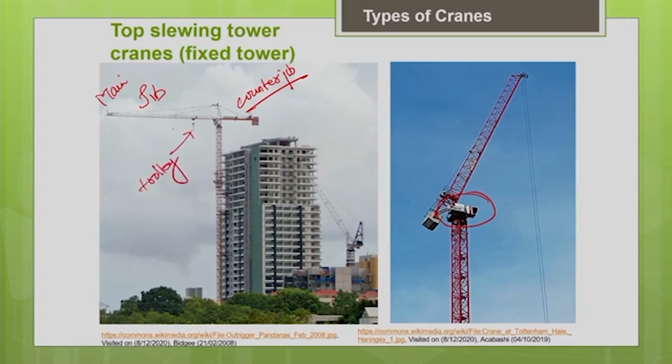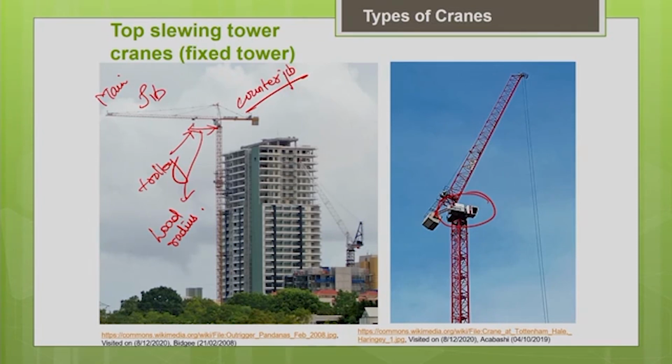This trolley can traverse along the jib. It can move or travel along the jib. That is how you can vary your load line and the load radius. So by this trolley you can vary the load radius. Basically the top portion of the top slewing tower will move. You can see that the turntable is at the top, and the operator cab, the main jib and the counter jib, everything will slew, but the vertical tower is fixed.